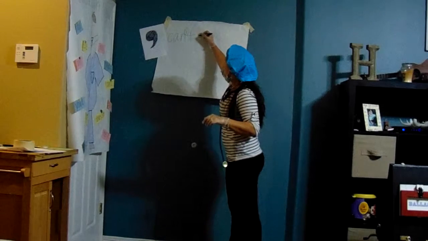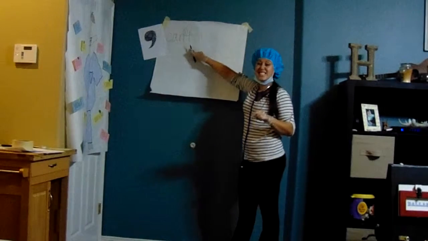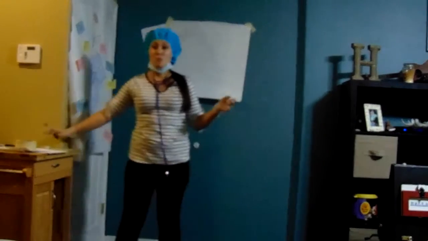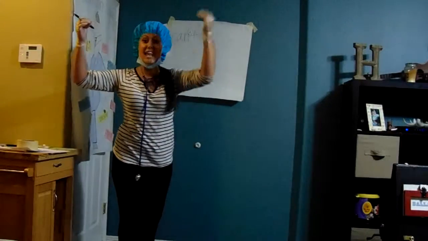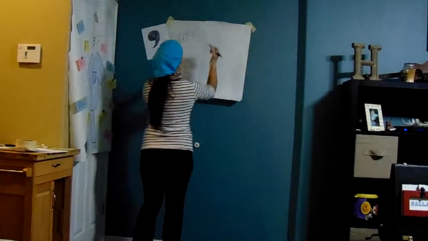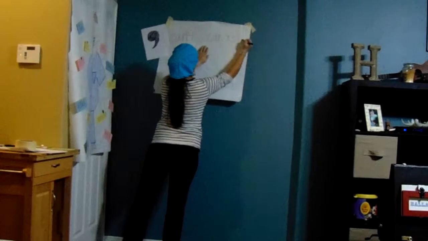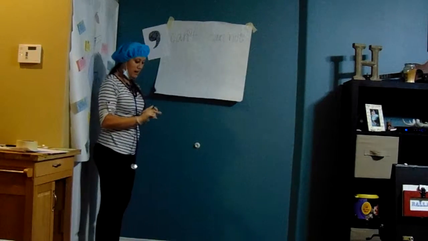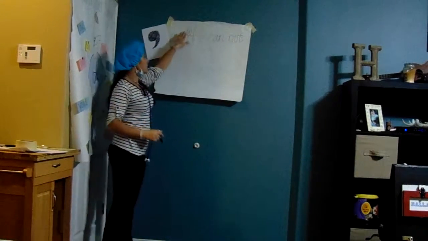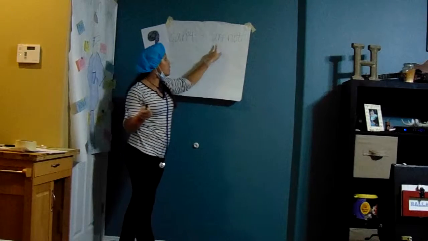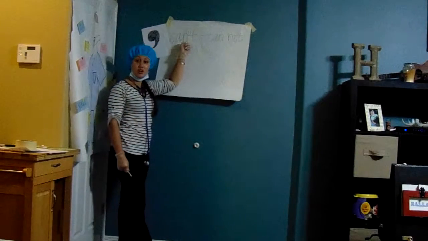Okay, so we said a contraction is an easier way of saying two words, right? So can anybody tell me the two words that make up the contraction can't? Anybody? Exactly. Can and not equals can't. So I'm going to write our two words up here, okay? Can and not. Cannot. Okay. So, as we said, our apostrophe takes the place of letters that we get rid of. Can y'all tell me which letters we got rid of to make our contraction can't?